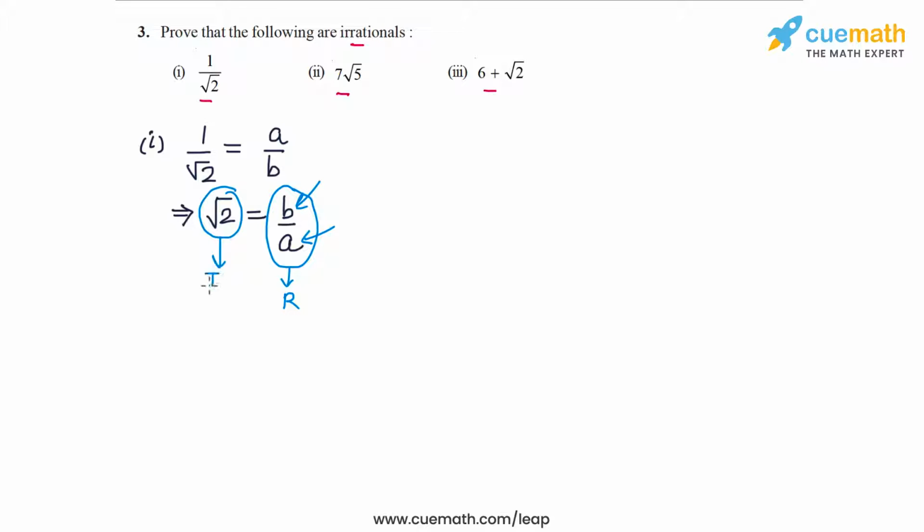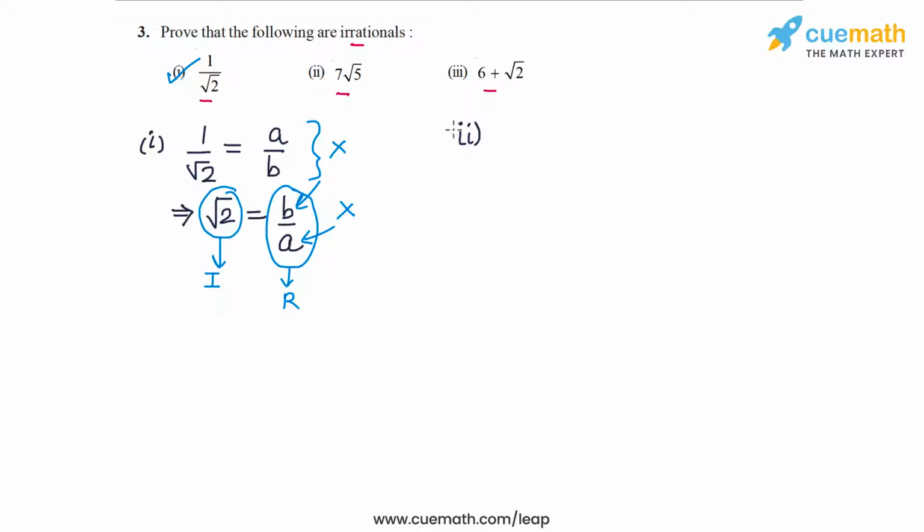So root 2 is actually irrational. So this equality is impossible to be true. And this contradiction is arising because of our original assumption of taking 1 by root 2 as a rational number. So this assumption is incorrect, and hence 1 by root 2 is actually irrational. So that completes part 1. Now let's do part 2.